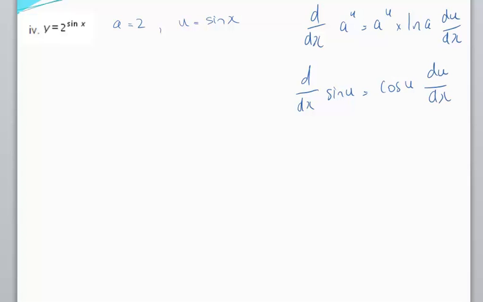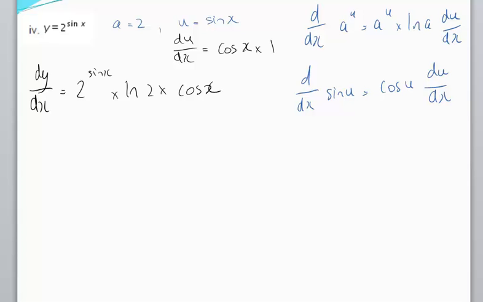So we follow this one through, dy on dx here. So here a to the power of u, so it'll be 2 to the power of sine x, multiplied by natural logarithm of a, which is 2, multiplied by du on dx. So u is equal to sine x, du on dx here is equal to cosine of x multiplied by du on dx. And we differentiate x, and that will give us 1. So multiplied by cosine of x here.